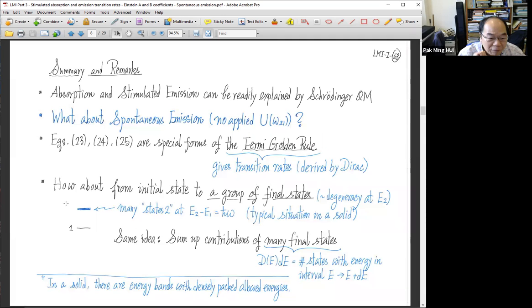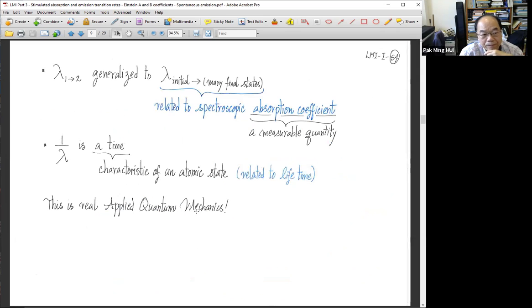And what we haven't done, but you can easily do, is: what if I have a group of states 2 instead of a single state 2? So the idea is the same. You introduce a density of states for the state number 2, and then you generalize the formula from a single state 2 to a group of states 2 by introducing an integral over the density of states 2. Okay.